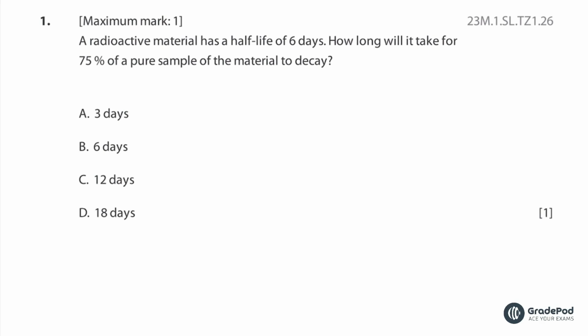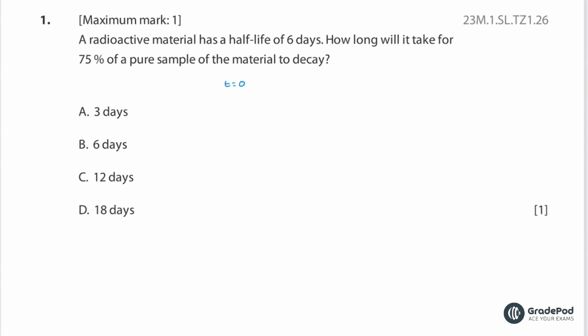Question 1. A radioactive sample has a half-life of 6 days. How long will it take for 75% of a pure sample of the material to decay? At T equals 0, it's got 100% of the pure substance. And after 6 days, that goes down to half of that, so it goes down to 50% of the substance, and that's at T equals 6.